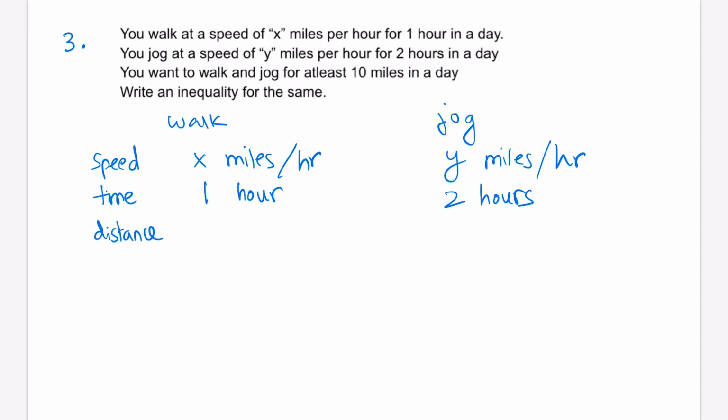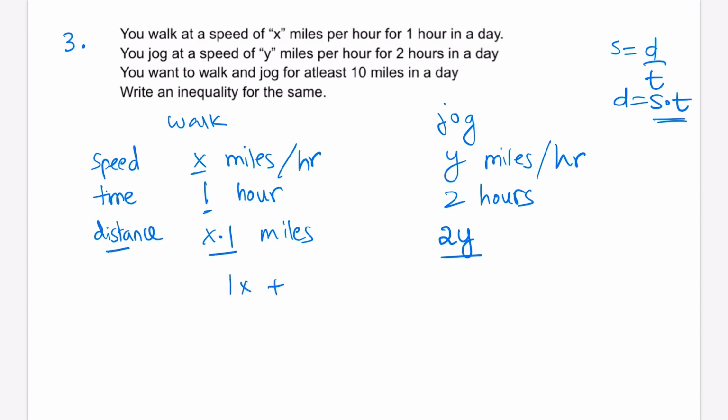Let's compute the distance. Speed is distance over time, or distance is speed times time. So speed is x, time is 1 hour, so it's x times 1 miles. And the distance for jogging, how far you go by jogging, is speed times time again. The speed is y miles per hour, and the time that you spend for jogging is 2 hours, so it's 2y. Together you walk and jog, you cover a distance of 1x plus 2y miles.